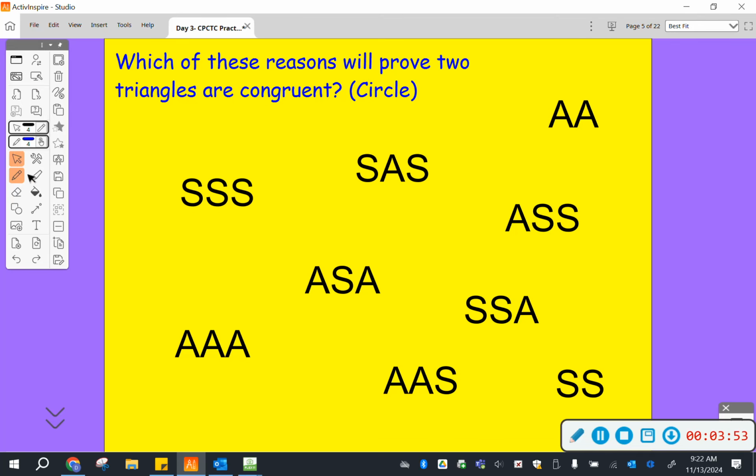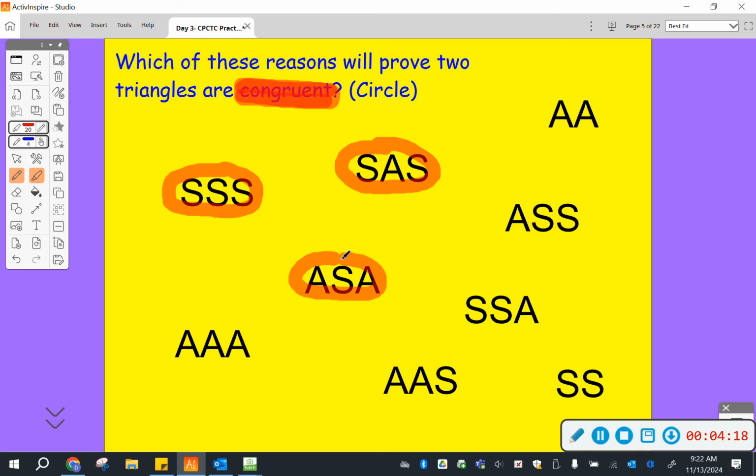Real quick, which one of these proves that triangles are congruent? The one that says that word is actually not congruent. Remember, the bad word is not congruent. The three S's, those are congruent. Good job. What else? SAS is congruent. What else? ASA. AAA is not. AAA does not work. And my bad word does not work.